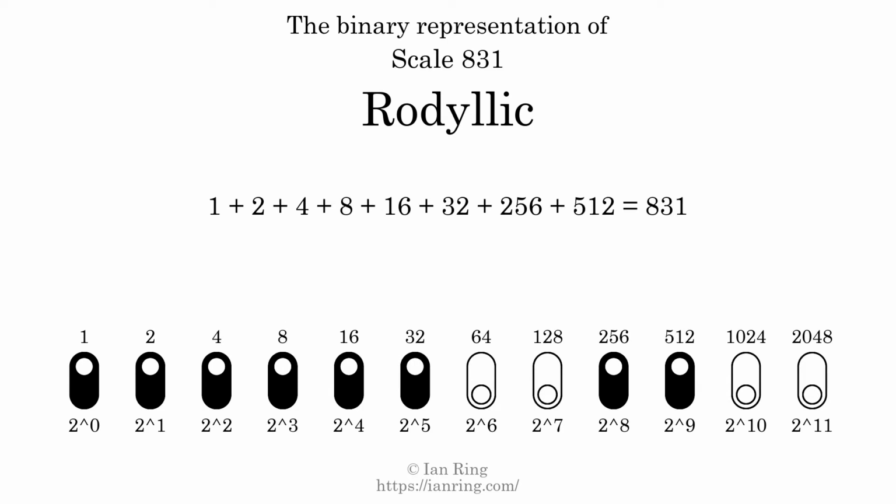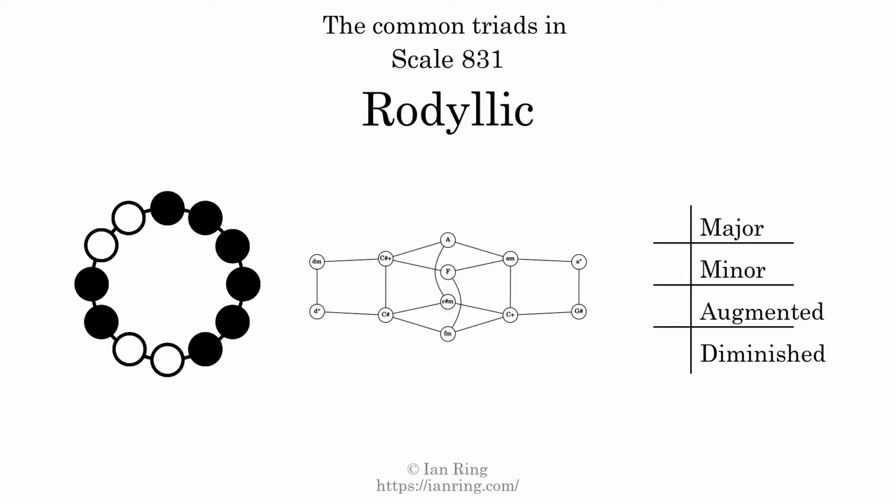The scale number not only enumerates the scale with a unique index, but it also literally describes the tonal content of the scale. Represented as a binary number in base 2, the scale number is 001100111111. Here are the common triads present in this scale.